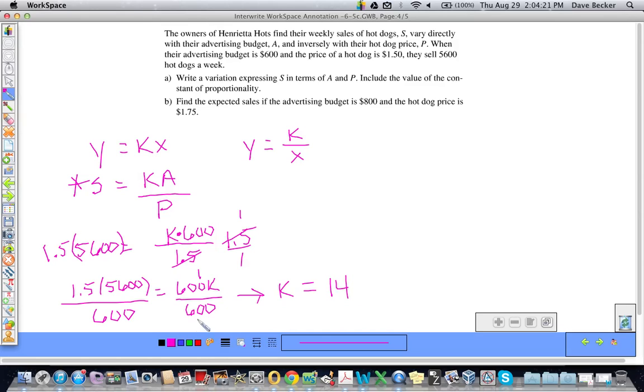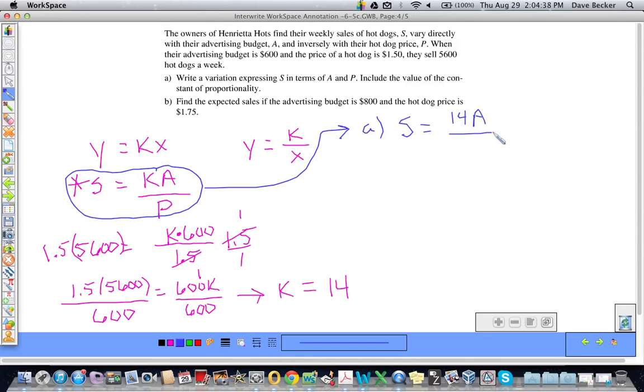14. So that means I can now write my formula up here with the constant of proportionality as requested for part A. So the answer to that, the A, is S equals 14A over P, which means we can now finish B.